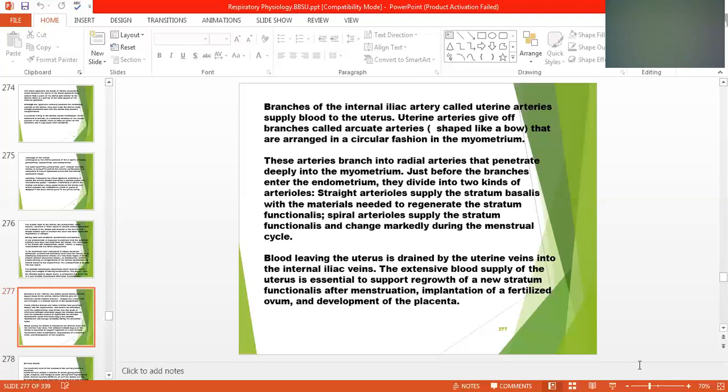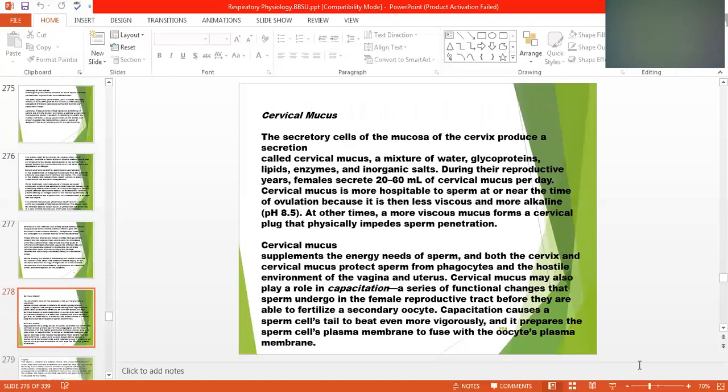Extensive blood supply of the uterus is essential to support the growth of a new stratum functionalis, which is removed at the time of menstruation, and after maturation, the implantation of a fertilized ovum and the development of a placenta.